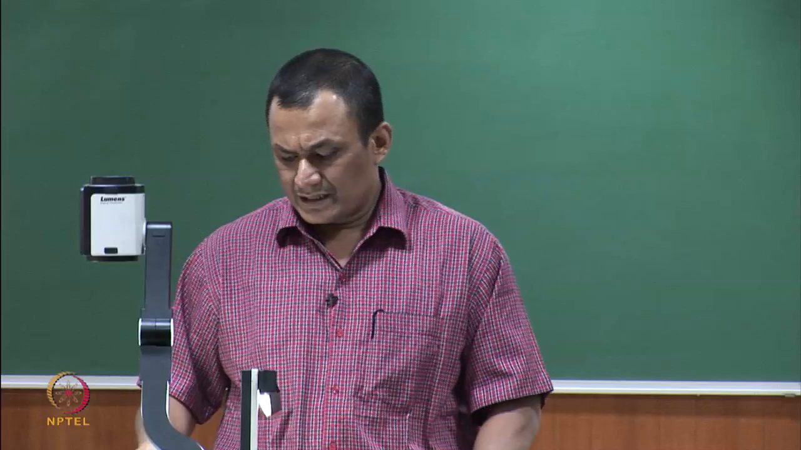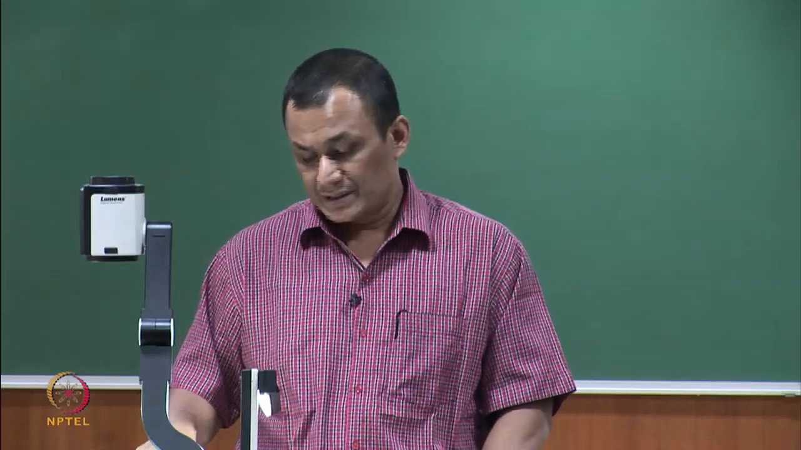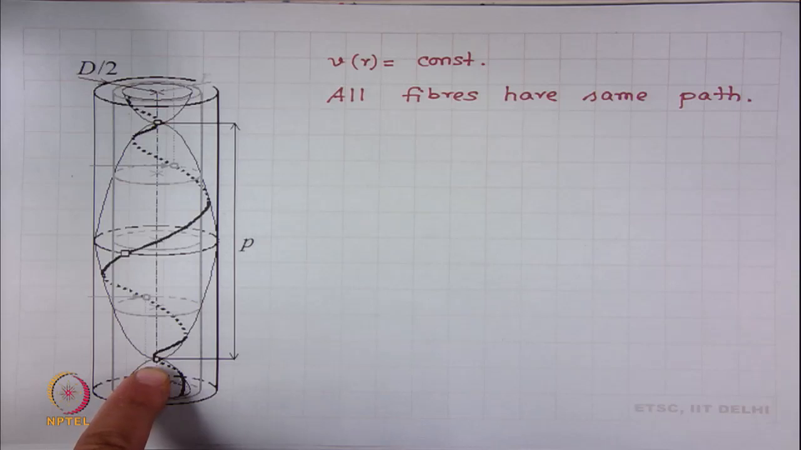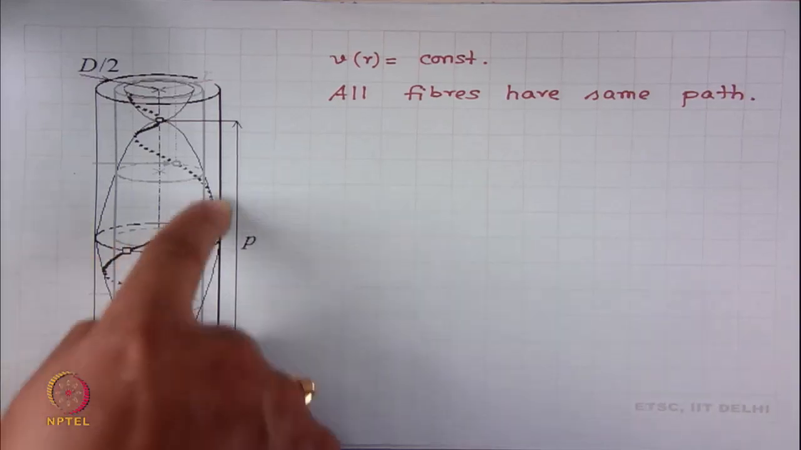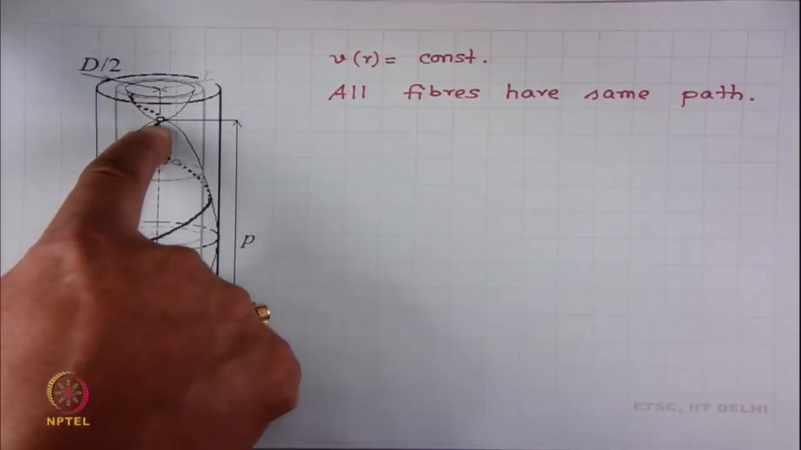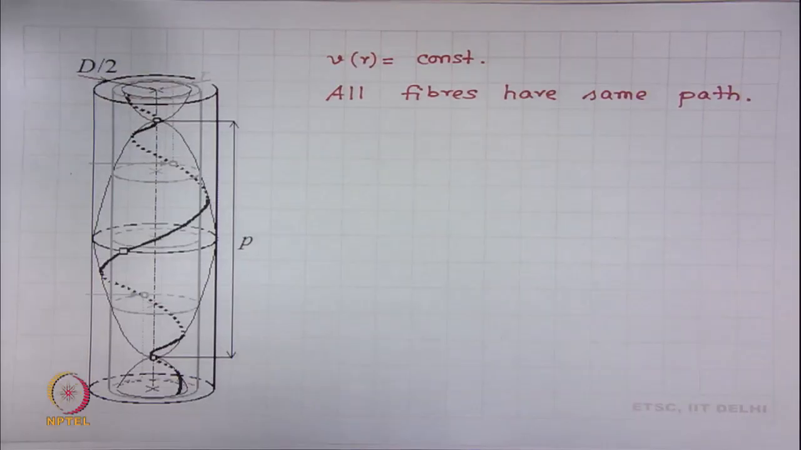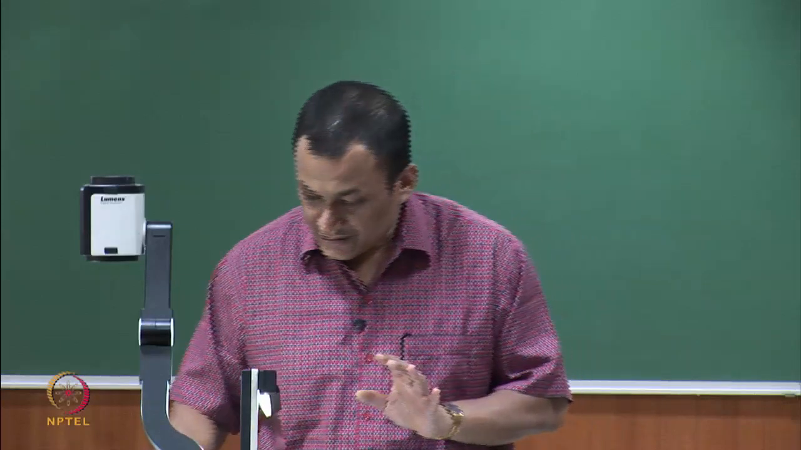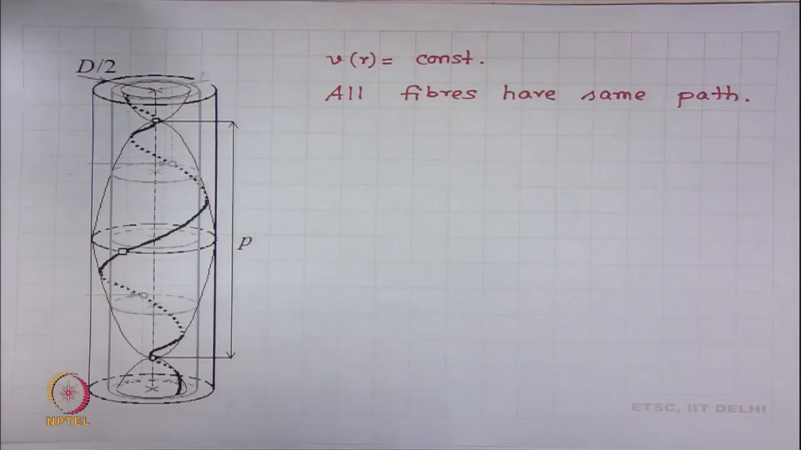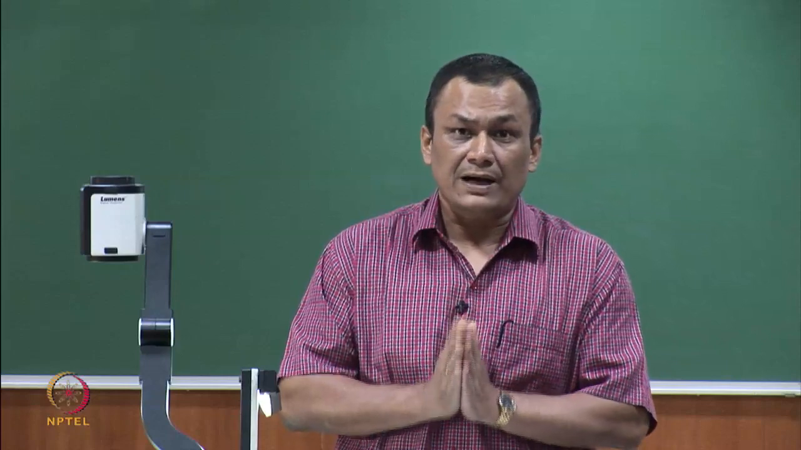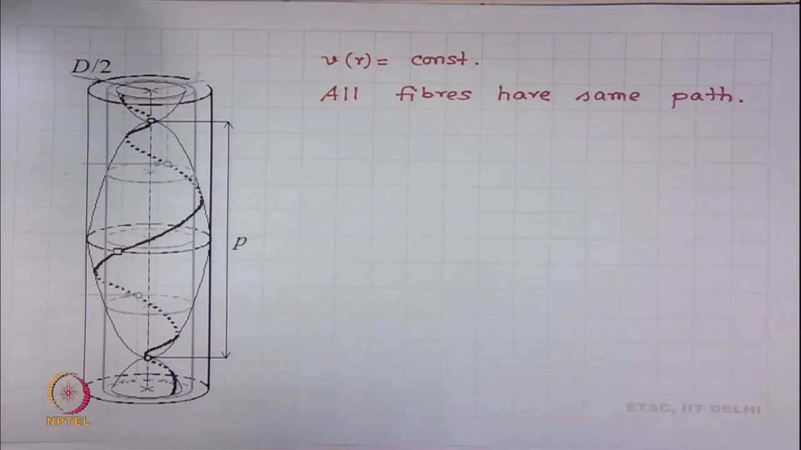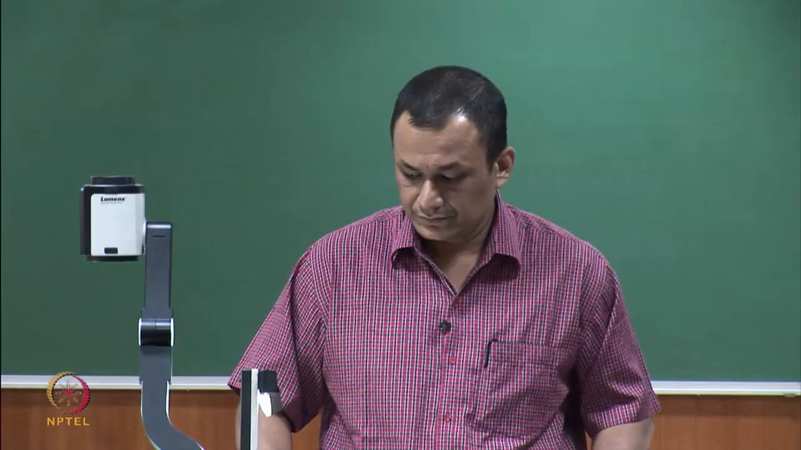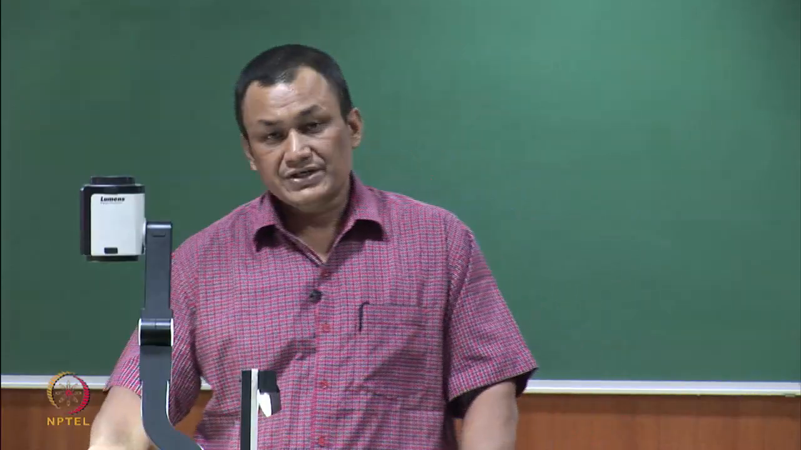Typically, what is the path? Imaginatively, let us say fiber starts from here, it touches the axis here, then it goes outward, it touches the surface here, then it goes inside, it touches the axis here, then it goes. So, if we imagine this is the path of fibers inside the yarn, then all fibers must have the same path, then only this assumption is valid. So, this was Taylor's fourth assumption.